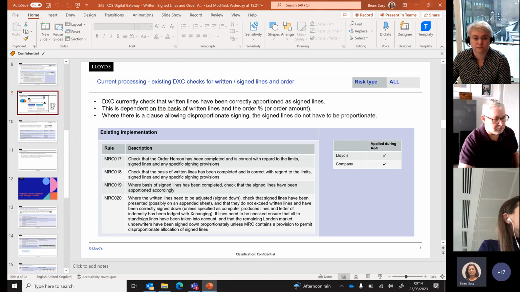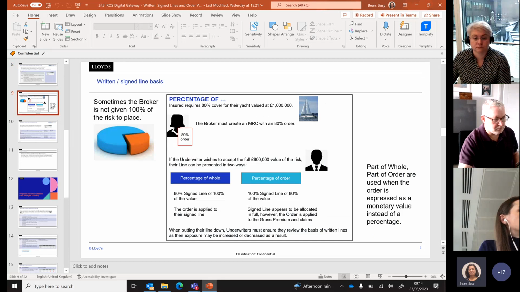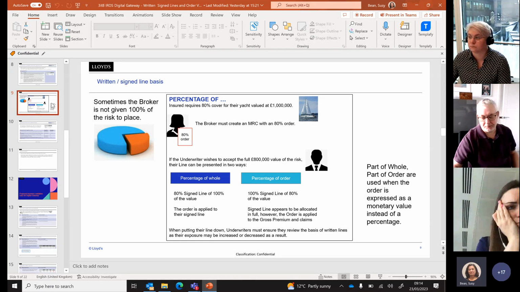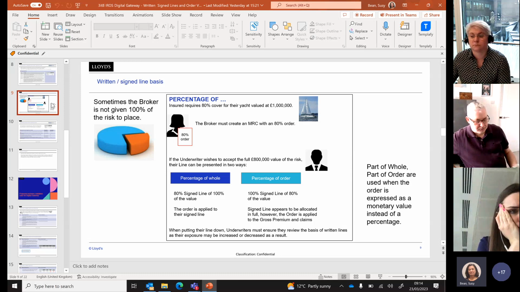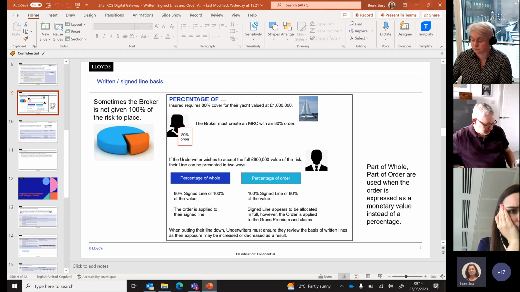Okay, I'll carry on. The next slide is really just a bit of context around written and signed line basis, because I'm sure everyone on this call knows all this, but just to give a refresher: sometimes the broker's not given 100% of the risk to place, and this can be presented in different ways. The example is, if I've got a yacht for £1 million and I need to provide 80% of cover, it can be presented in two different ways. It can be presented as a percentage of whole.